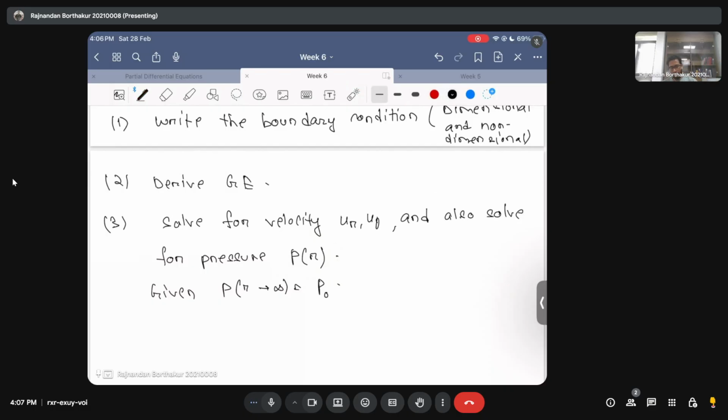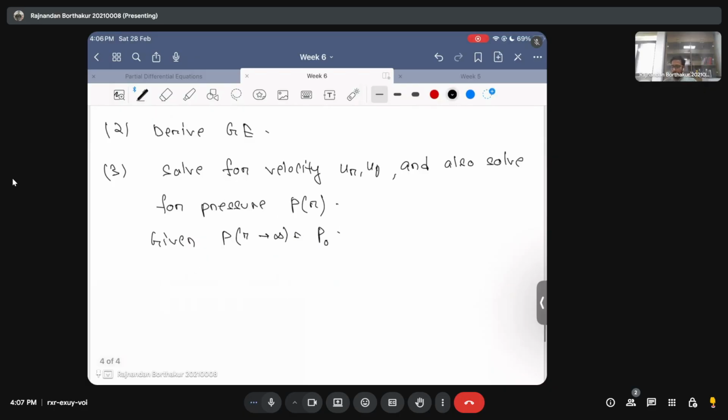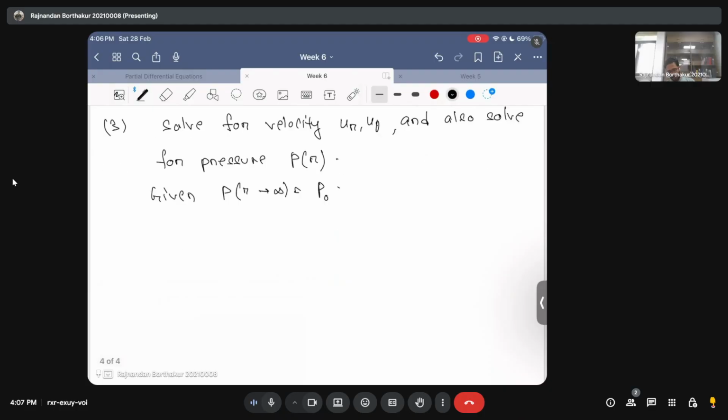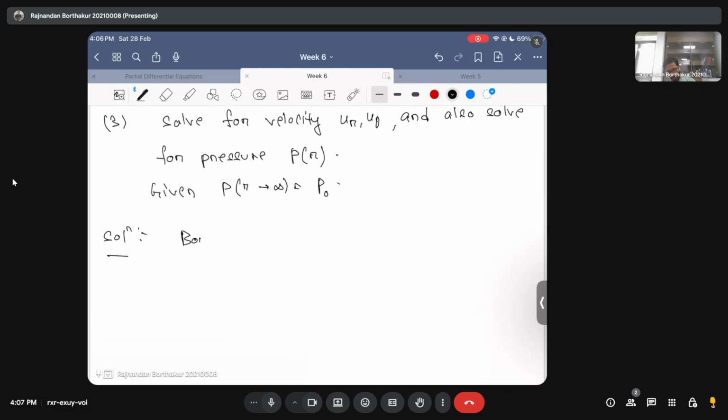Okay, all right, so let's get started. First of all, let's write down the boundary conditions. That's what they have asked us. So, solution. Let's write down the boundary conditions.